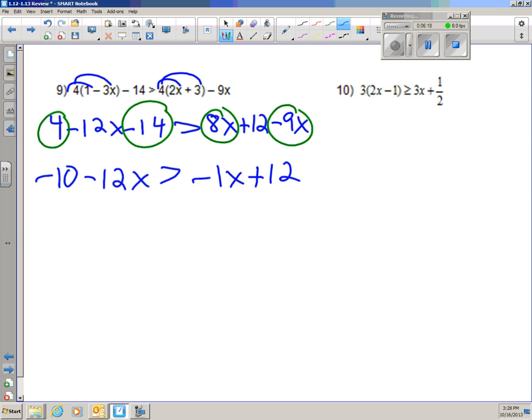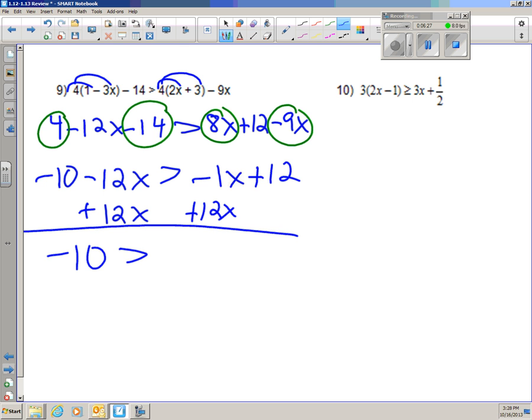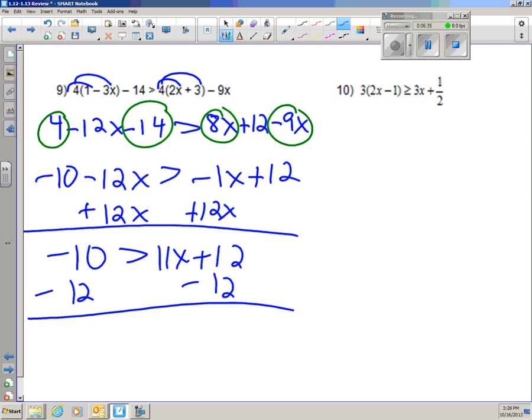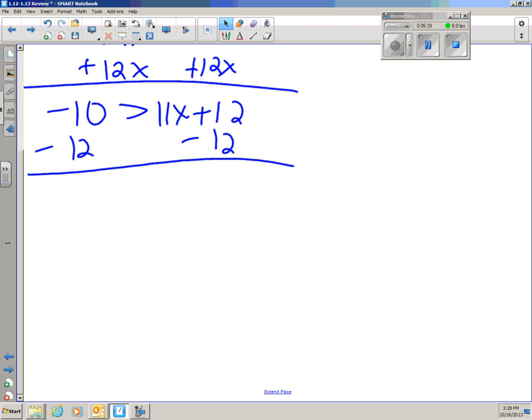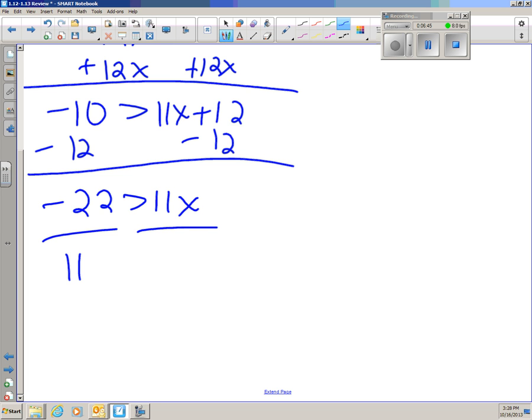I'm going to bring the x's to the right this time. I'm going to add 12x to both sides. Negative 10 is greater than 11x plus 12. I'm going to subtract 12 now on both sides, and I'm going to end up with negative 22 is greater than 11x. I'm going to divide both sides by 11.